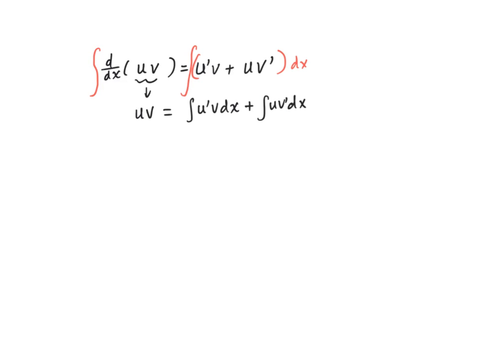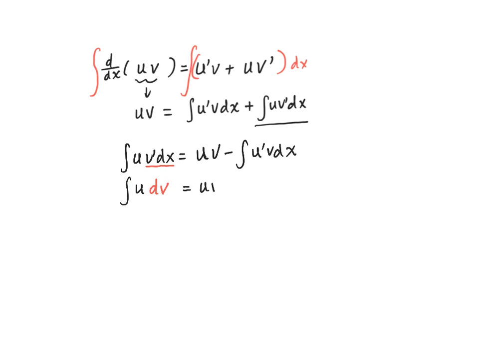Okay, and now let's leave this here. So this part, the integral of u v prime dx, is going to be equal to uv minus the antiderivative of u prime v dx. This v prime dx is the same as dv, the differential of v, and this u prime dx is the same as du.